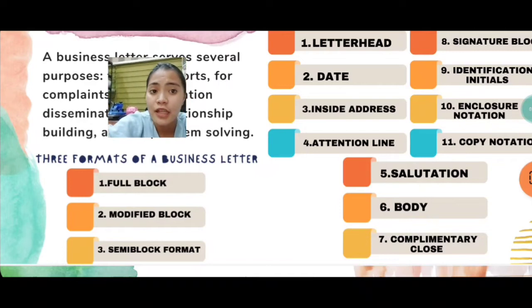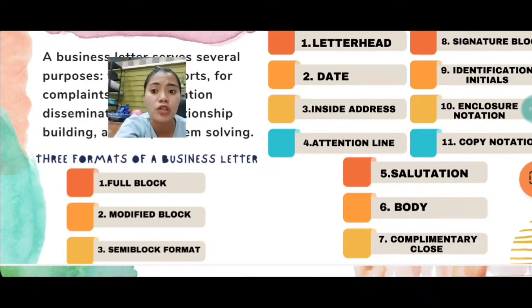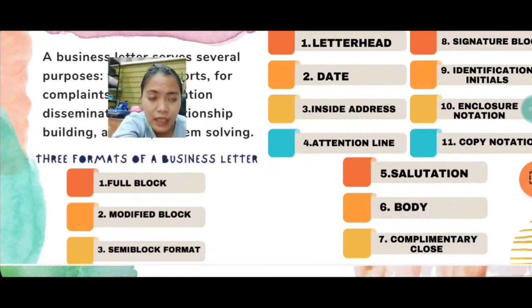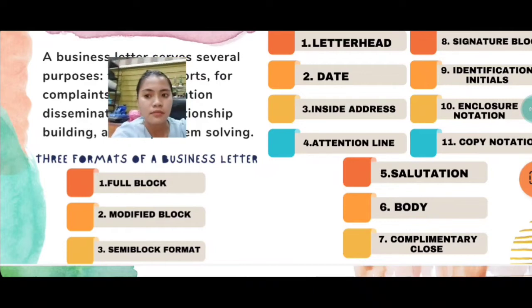Identification initials. And the number 10 is inclusion notation. Inclusion notation indicates the attachment of the letter. It can be written in the following formats. What are the formats? So the formats are enclosure. If you include more than one document, enclosure is the plural enclosures. Pwede enclosures, pwede enclosures or ENC or ENCL, like that.